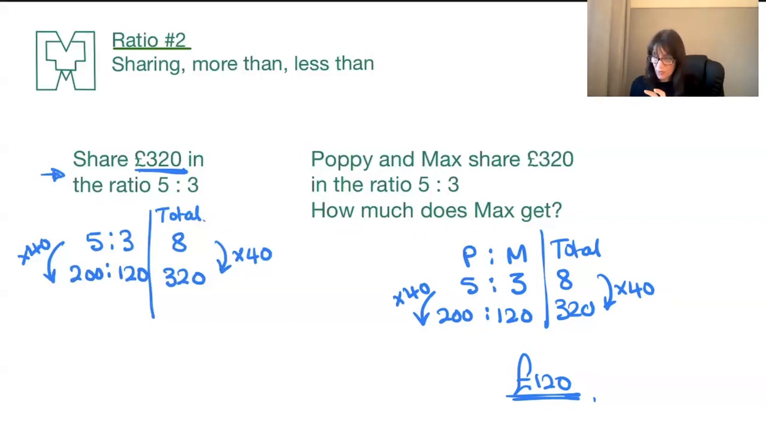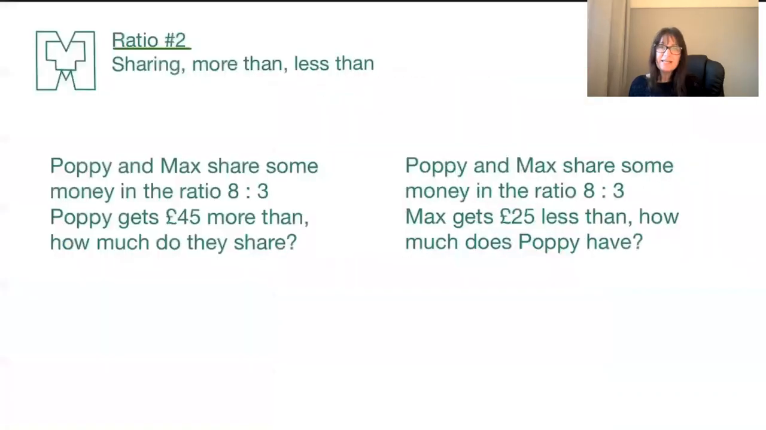Okay, so these questions have always been quite common. These questions are reasonably new. They were introduced in the new GCSE, and they did throw a bit of a curveball when we first saw them. Now, the invisible column works an absolute treat here. So we're going to trust in this method and see how it works.